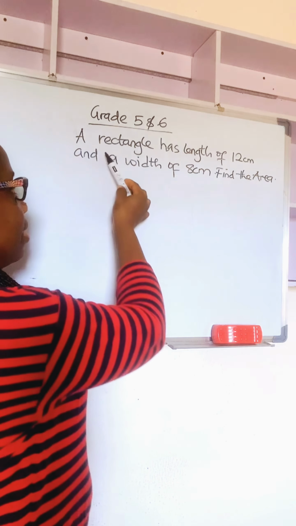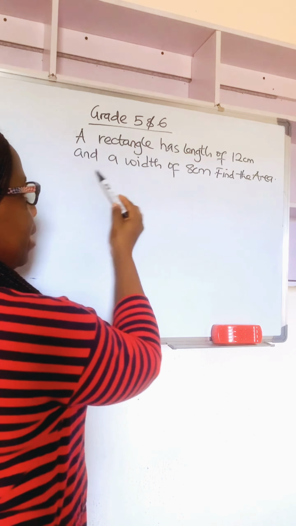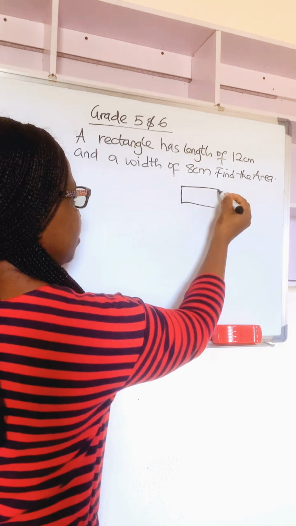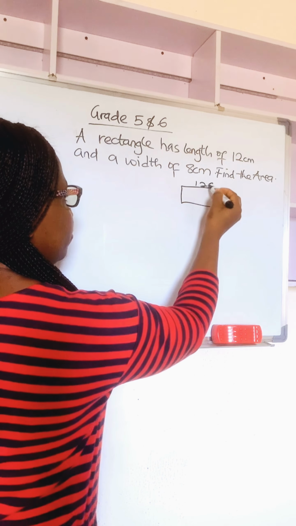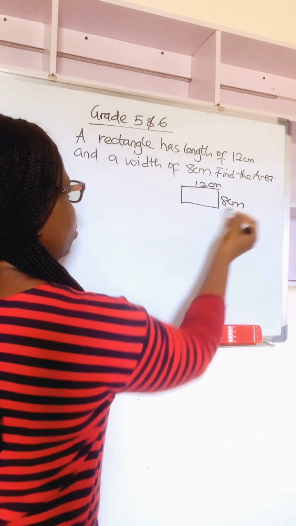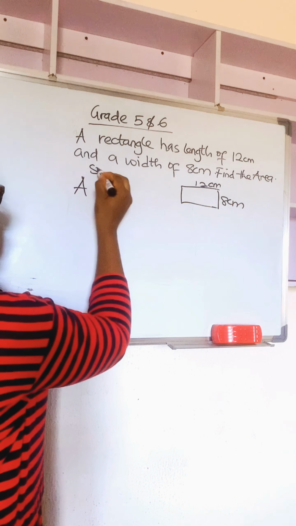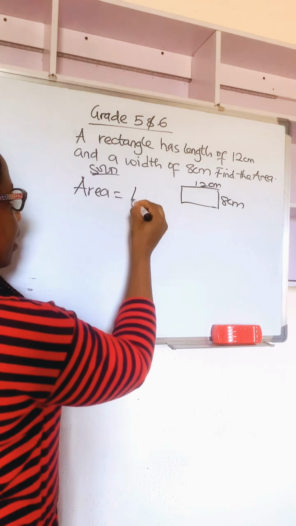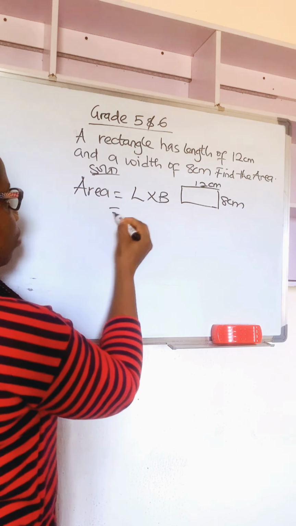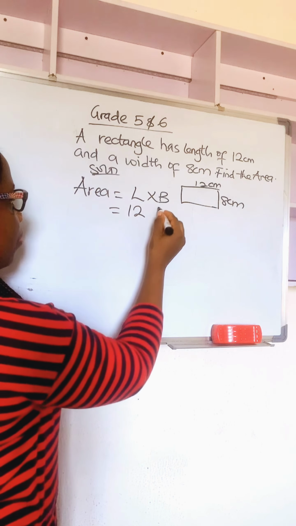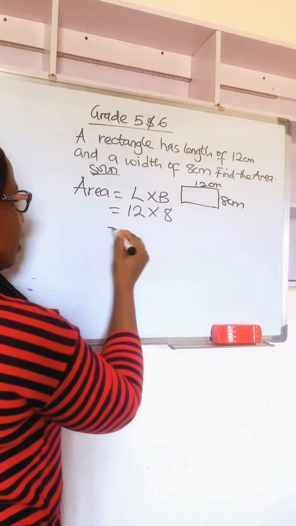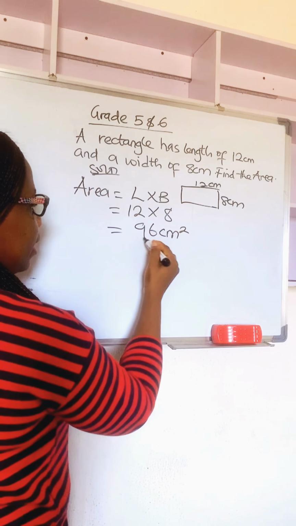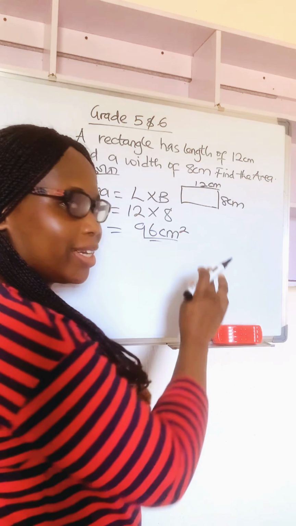So on the board, we have a rectangle with a length of 12 cm and a width of 8 cm. You're asked to find the area. So this is a rectangle and the length is 12 cm, while the width is what? 8 cm. Now, what is the formula to find the solution? The formula to find the area of a rectangle is simply length times breadth. So from our question, the length is 12 and the breadth is 8. Now, 12 times 8 is 96. And since it's area, you write your unit in centimeter squared.